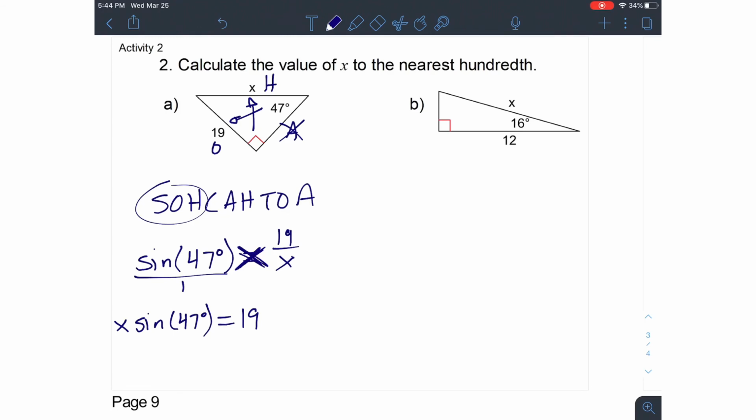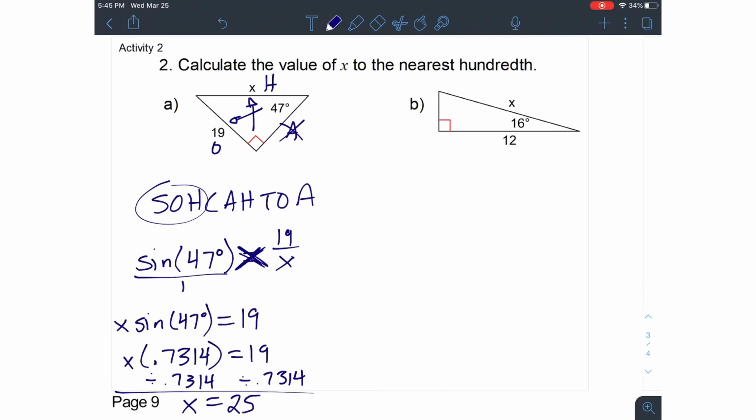Now we have to find sine of 47, and that is going to be 0.7314. And now we have to divide. Again, even though I'm writing 4 decimal places on the tablet, I want you to actually use the exact value that you got in your calculator. And when you divide, you get 25. I told you to round to the nearest hundredth. 25.98 is the answer.